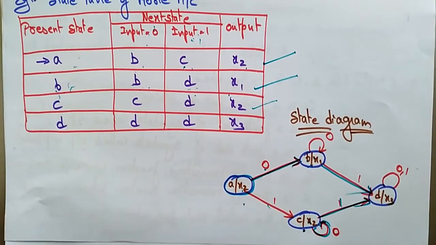Okay, so in the Moore machine, the output depends upon the present state only, whereas in the Mealy machine, the output depends upon the present state as well as the present input.